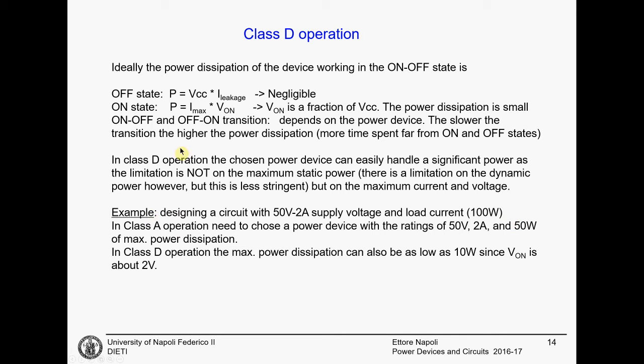Switching to class D operation, we can change the ratings for our device. Voltage and currents are the same, but the power dissipation can be much lower. Let's say that the on-state voltage drop is around 2 volts. The power dissipation in the on-state is just 2 amps multiplied by 2 volts, and this is just 4 watts. This means that with a 10 watts device we can easily do the job, and this is clearly an advantage.